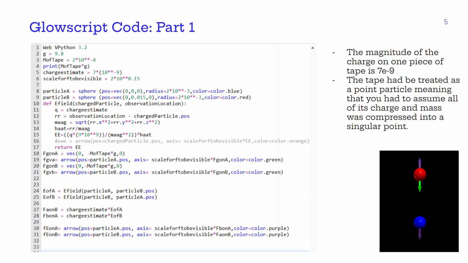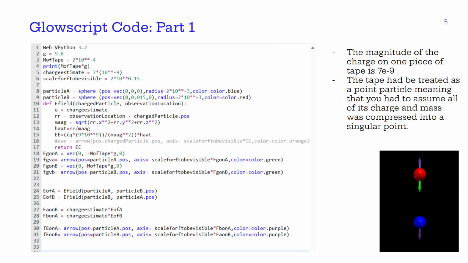As a quick run through the code, I put in all of my constants that I had already found. I added a scalar to make the vectors visible. I defined my two objects so you could see them in the visual on the bottom right hand corner. And then I took my function that I created in lab 0 and made slight edits to the variable name so I could apply it here.